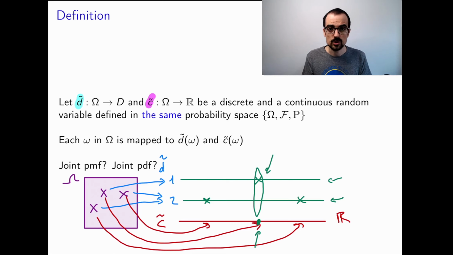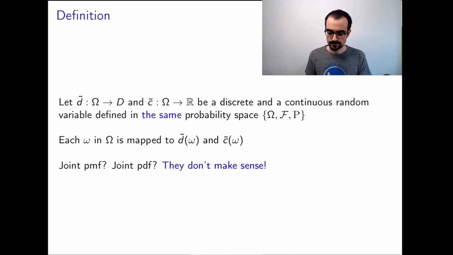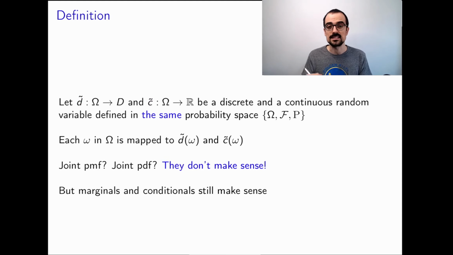So long story short, what happens when we try to model continuous and discrete random variables at the same time is that we realize that the joint PMF and the joint PDF do not make sense anymore, but conditionals and marginals do. And that's what we're going to do. We're going to work with the conditional and marginal distributions. So the joint PMF and joint PDF don't make sense, but the marginals and the conditionals do, and that's what we're going to use to manipulate discrete and continuous random variables together.